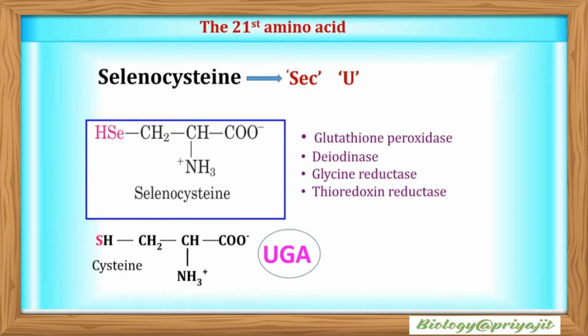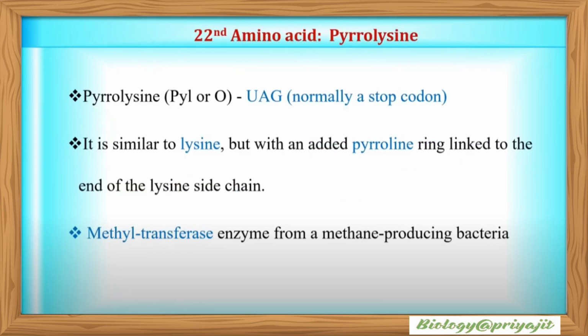This is the 21st amino acid, selenocysteine. The 3-letter code is Sec, and the 1-letter code is U. It acts in glutathione peroxidase, deiodinase, glycine reductase, and thioredoxin reductase. When the sulfhydryl group of cysteine is replaced with a selenium moiety, it is known as selenocysteine. The 22nd amino acid is pyrrolysine.